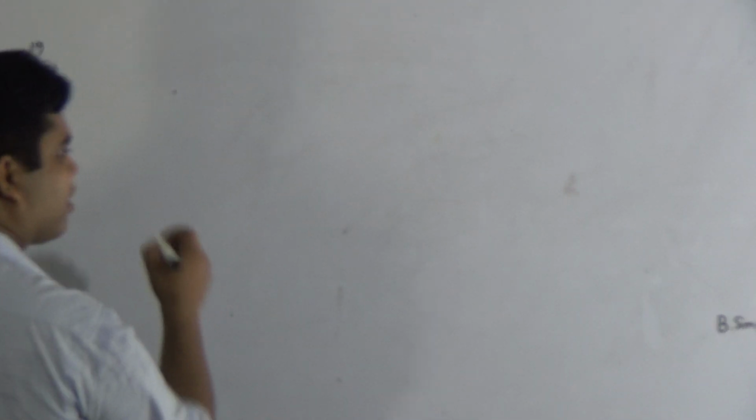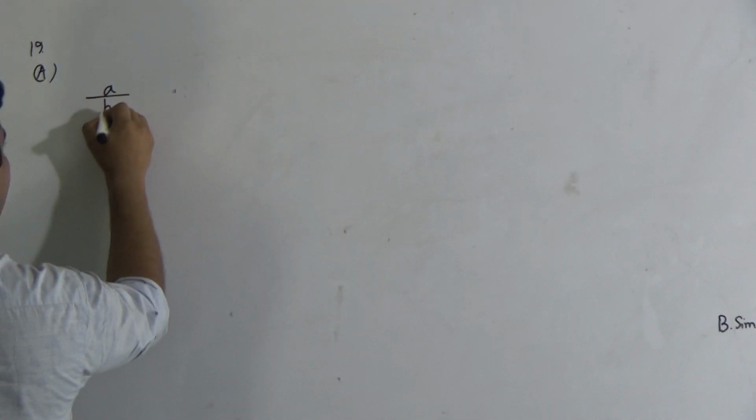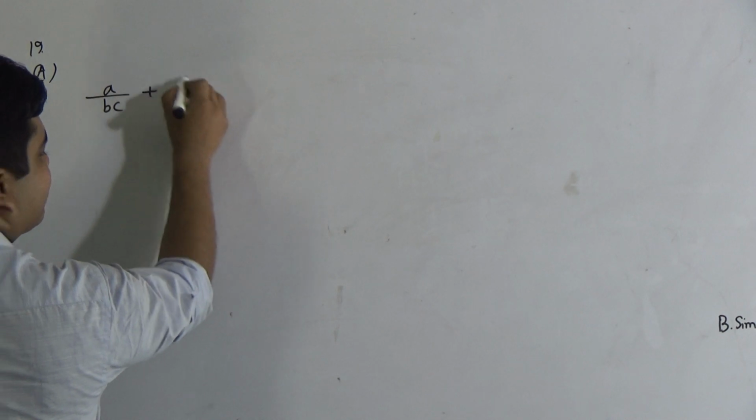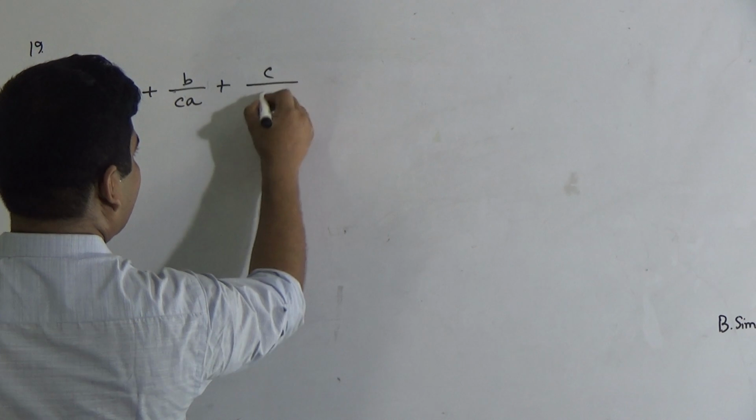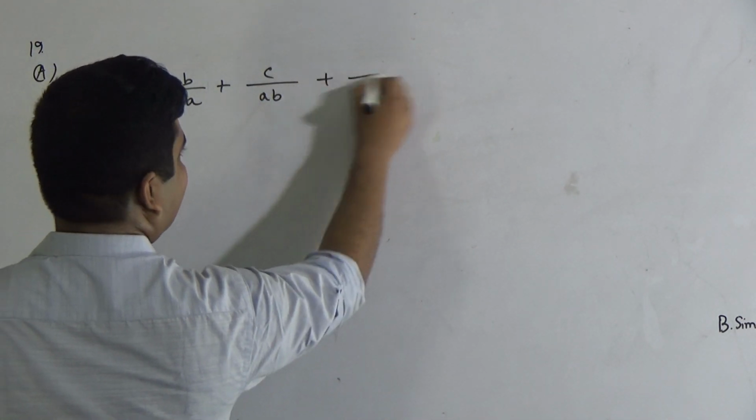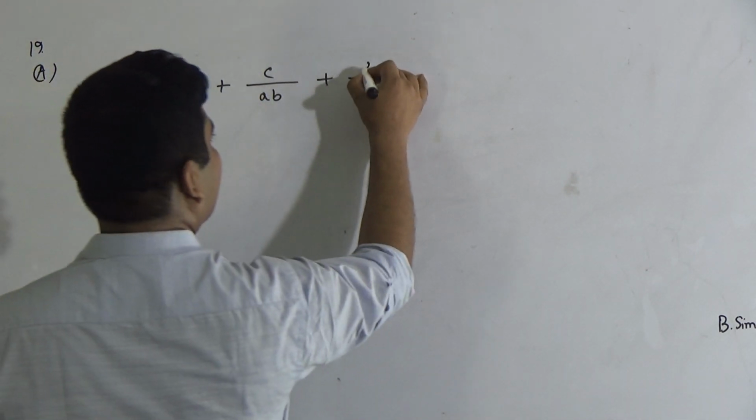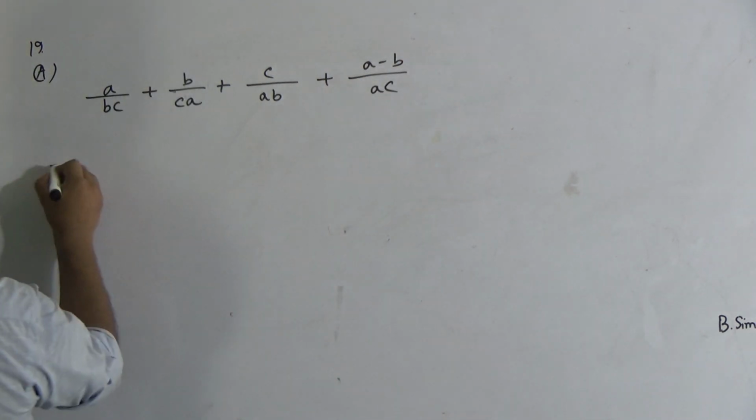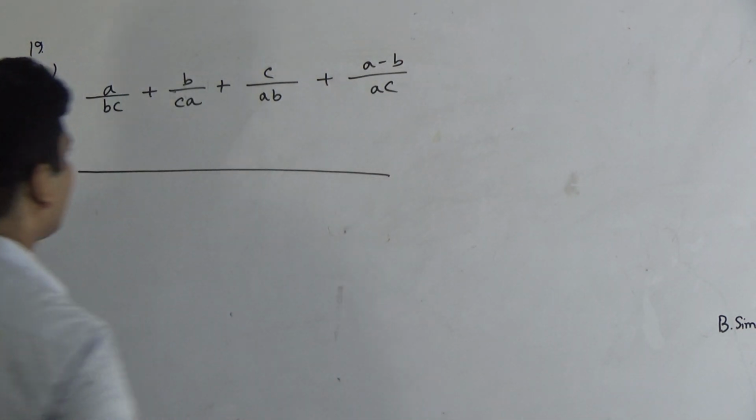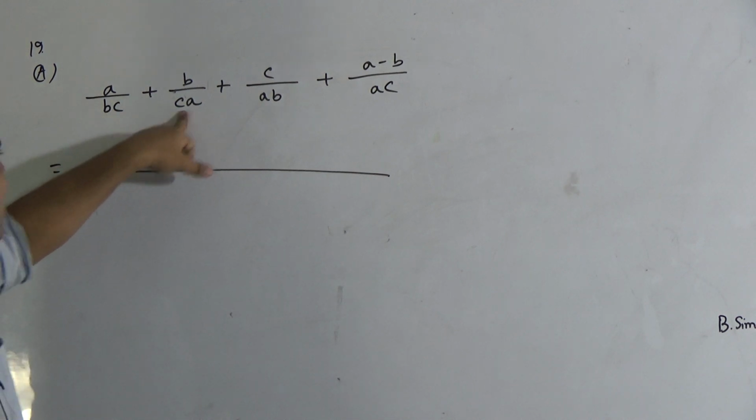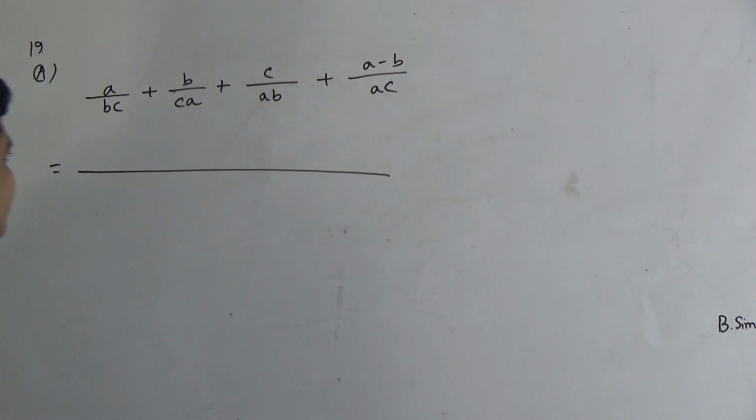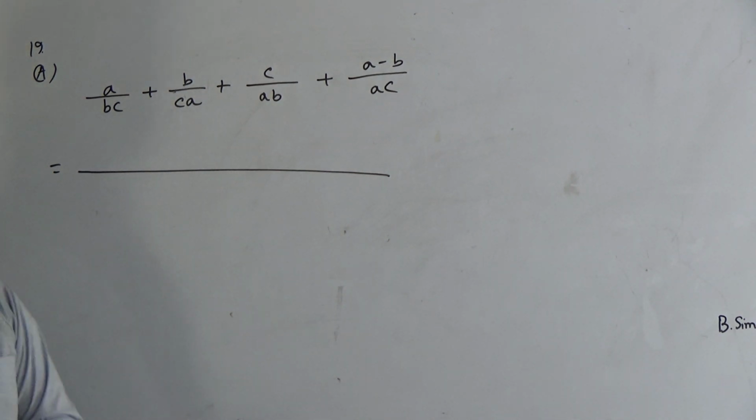Okay, at first you pick up A by BC, then plus B by CA, then plus C by AB, then plus AC by A minus B. Now my dear students, here you notice at first we need to find out the LCM of the denominators. Here denominators are BC, CA, AB and AC. How can we find out LCM? We take common and uncommon terms both.